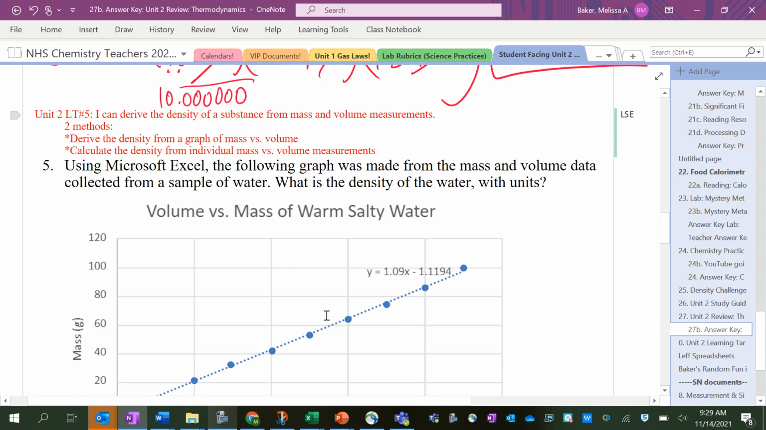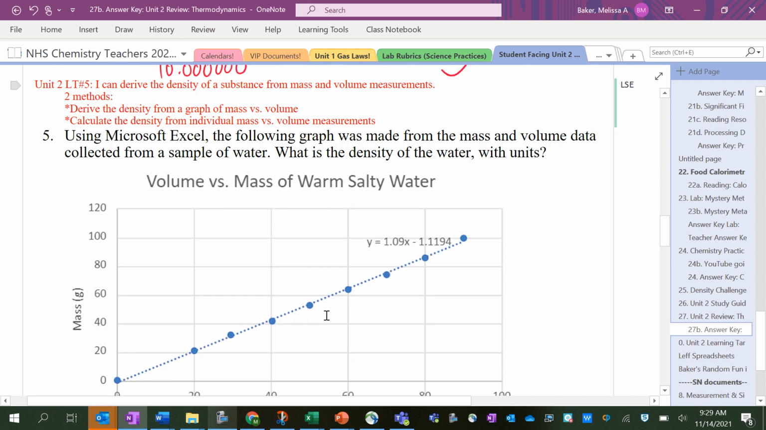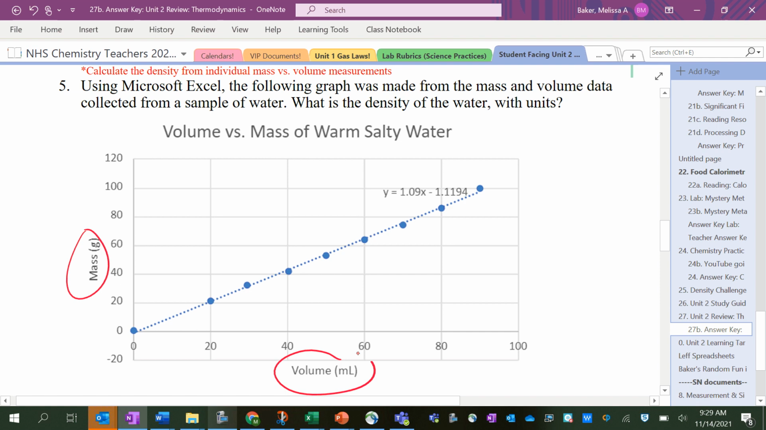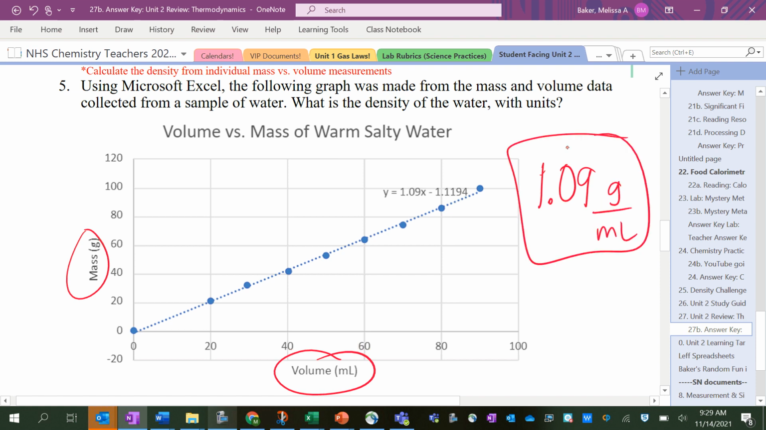Using Microsoft Excel, the following graph was made from the mass and volume data. What is the density of water? Well, since this is mass per volume, change in y over change in x, the slope, 1.09, is equal to the density of the water. So that's it.